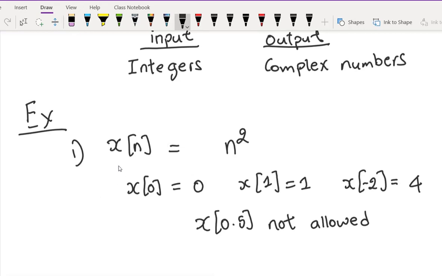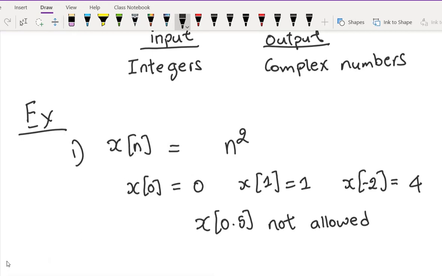Let's look at an example signal. x of n is equal to n squared. Now, note that this is a discrete signal, therefore the input must be integers. So you can plug in integers and you get real, in this case, you get real numbers as output. Note that x of 0.5 is not allowed because what goes into the input must be an integer.